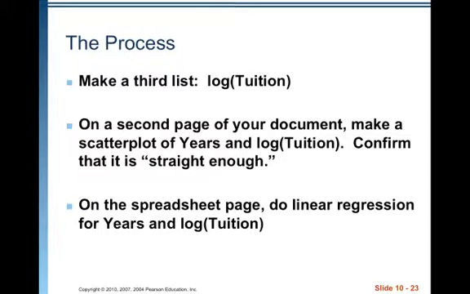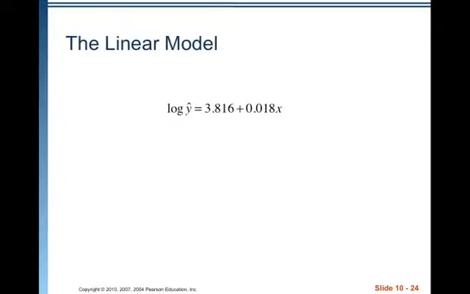Now on this spreadsheet page where you have your list, do linear regression for years and common log of tuition. So that's your linear model. Now the calculator isn't going to realize that you did the common log of your y value, so it won't know that really your model is between x and the common log of y hat. That's something you have to bring to the situation. You have to know that you're looking at the linear relationship between x and common log of y hat.